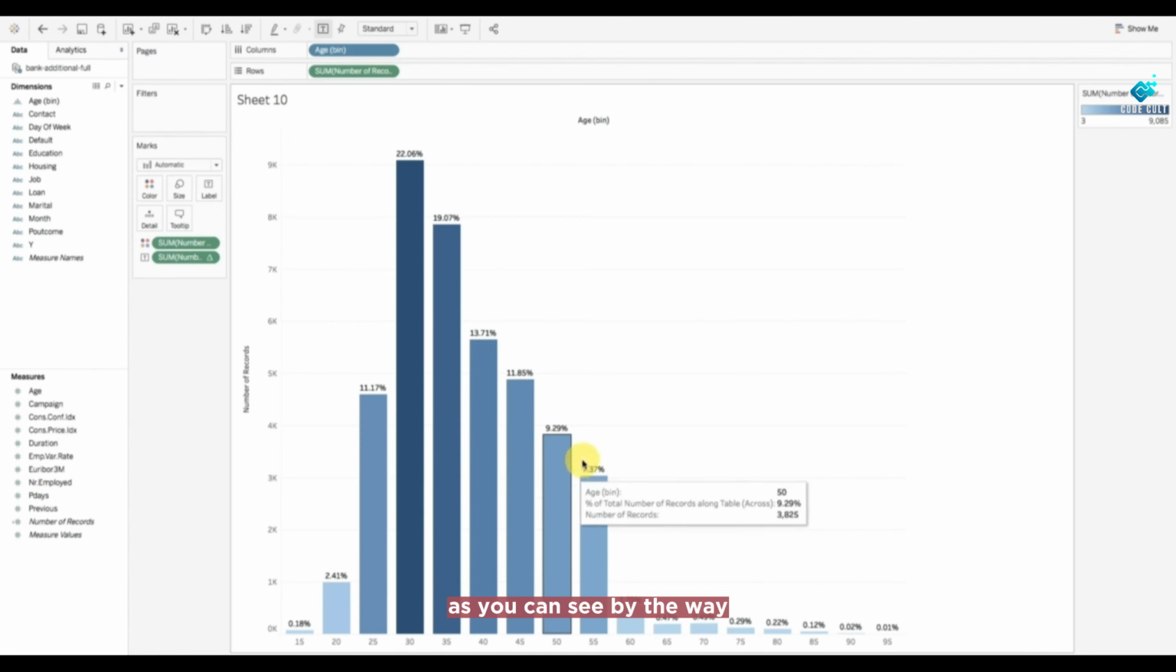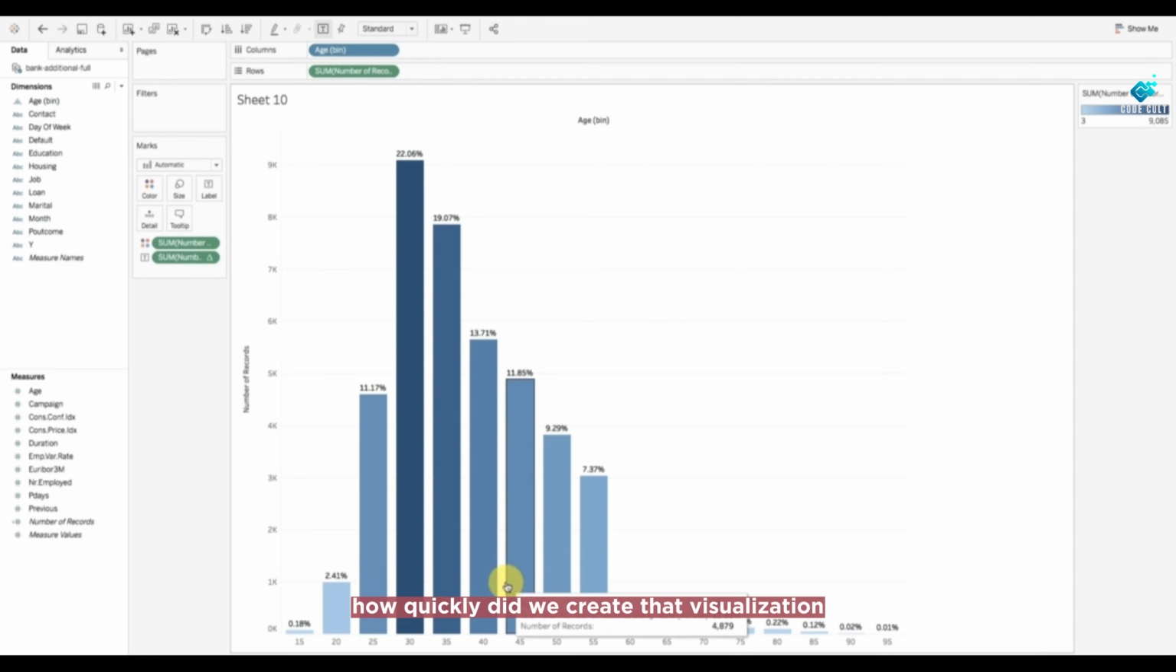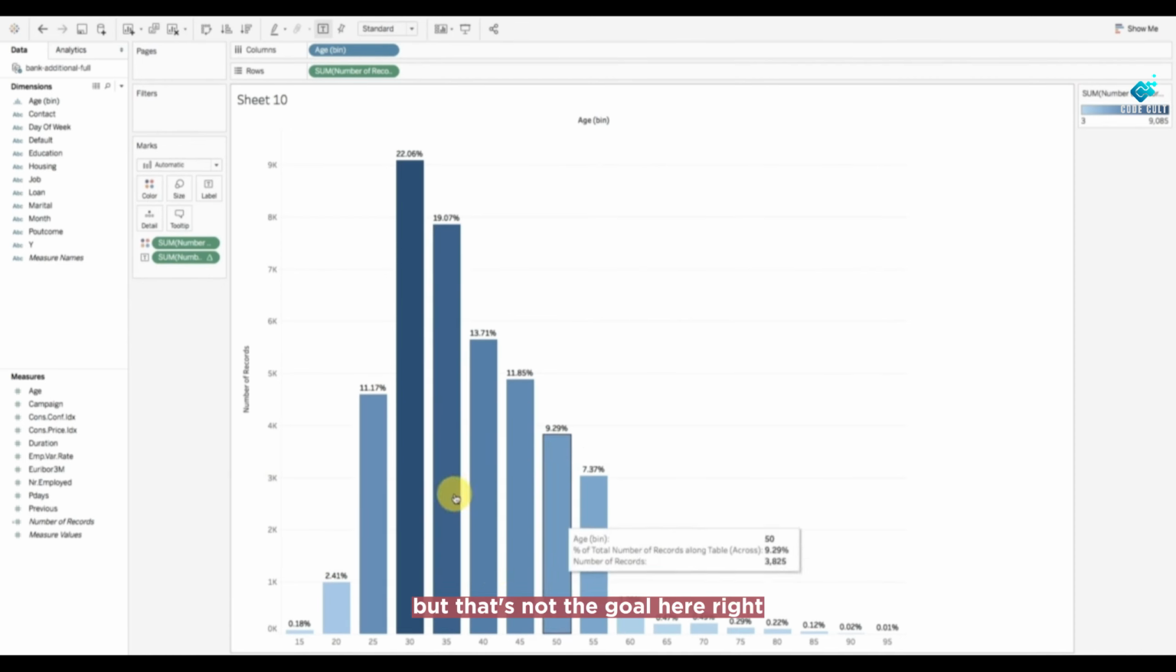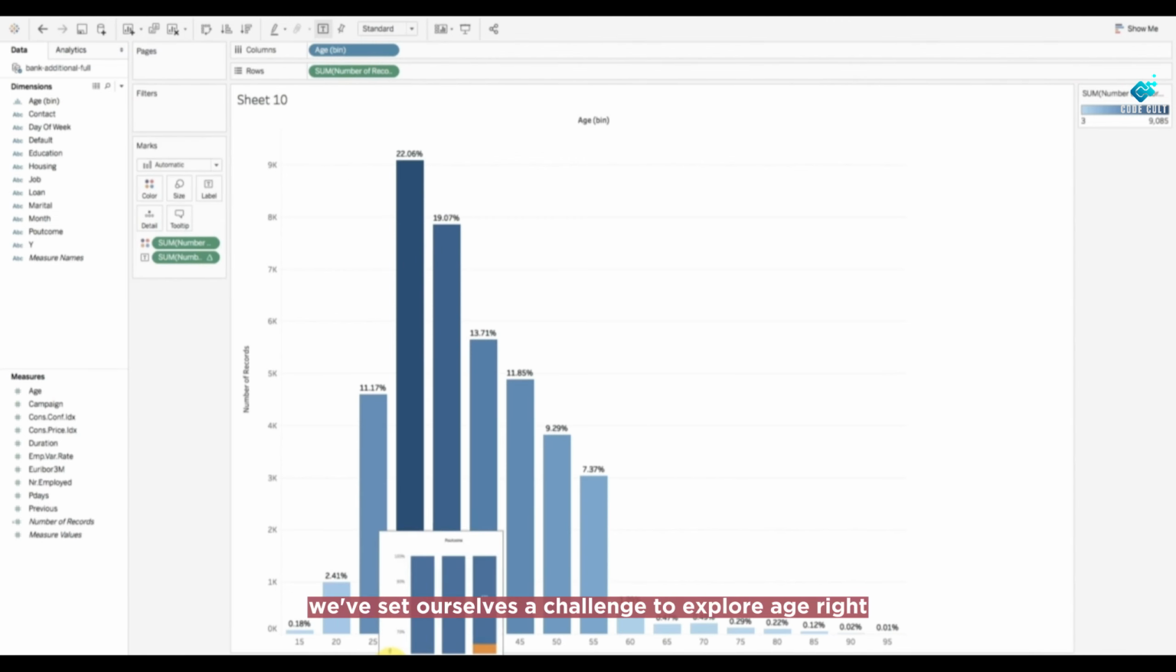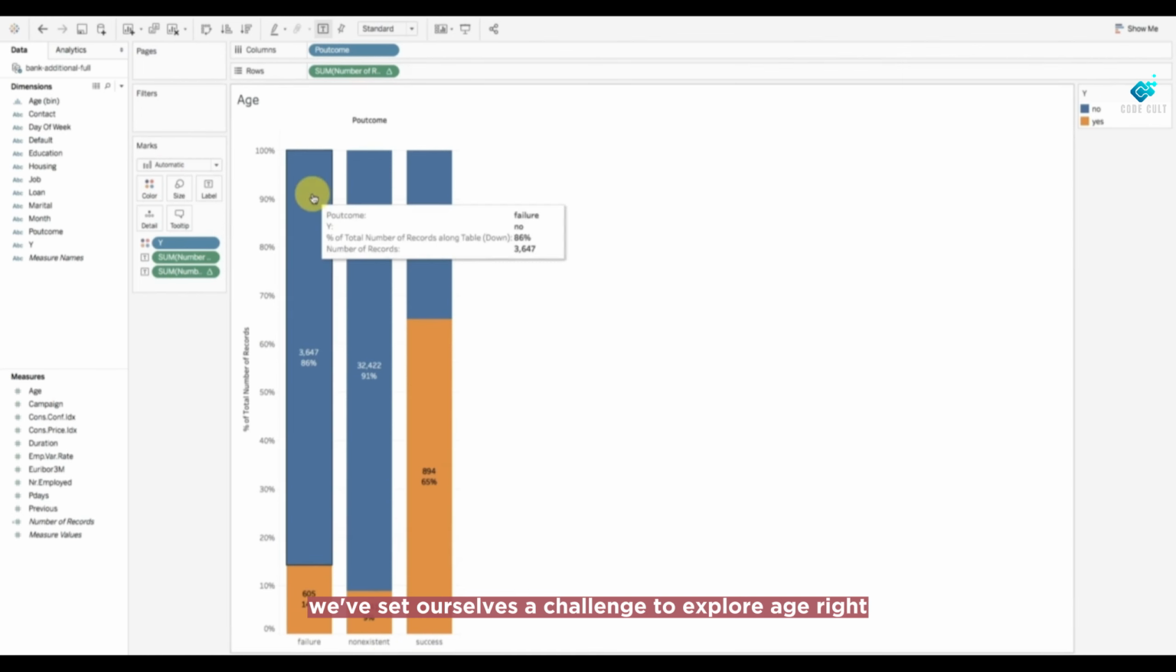As you can see, by the way, that's one of the powerful things about Tableau. How quickly did we create that visualization? Very quickly. But that's not the goal here, right? So our goal is analytics. We can create visualizations. That's another thing that we can be doing in Tableau. But for now, we've set ourselves a challenge to explore age, right?